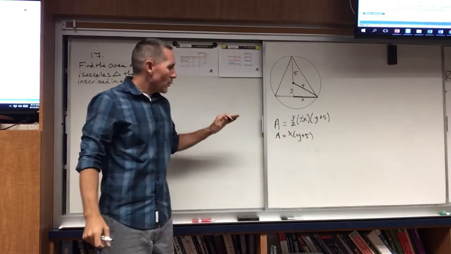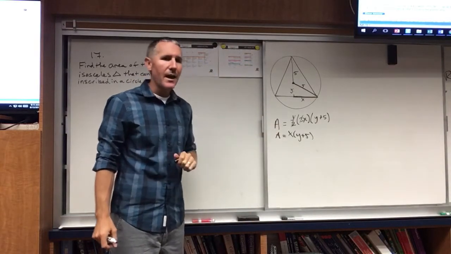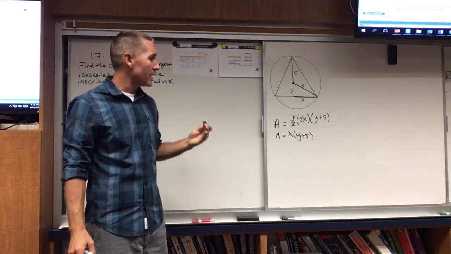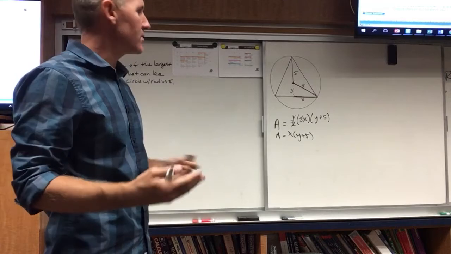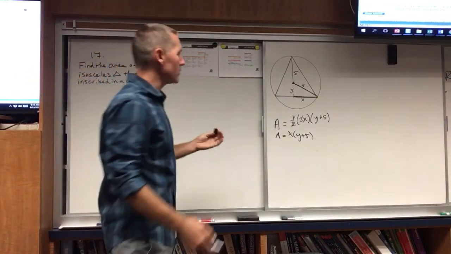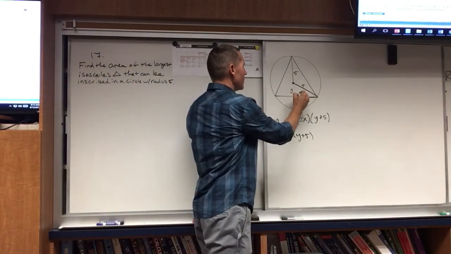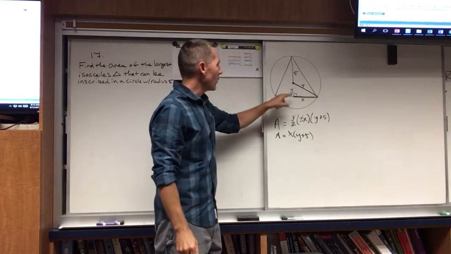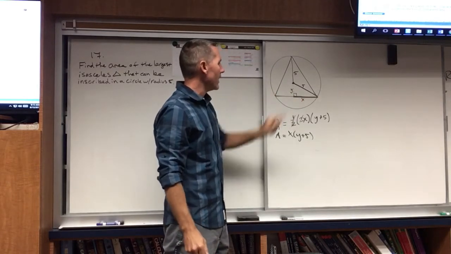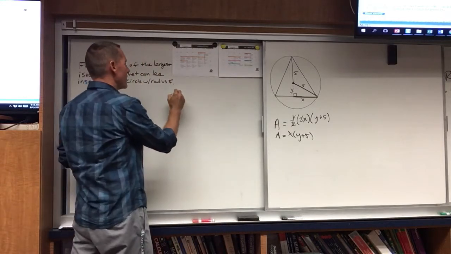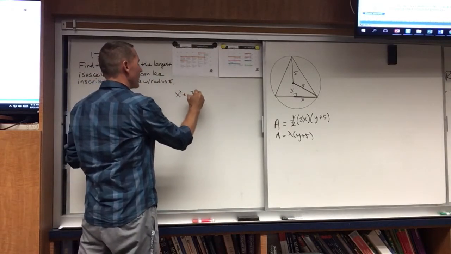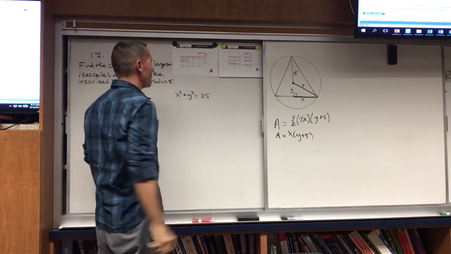So with this, I do not have the area function, which I'm trying to optimize, in terms of only one variable, so I need a way to relate x's and y's somehow. Well, the good news is right here I have a right triangle, where x and y are the legs and 5 is the hypotenuse. So I'm going to say that x squared plus y squared equals 25, or 5 squared, right?